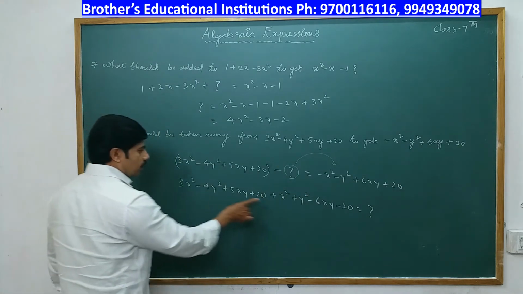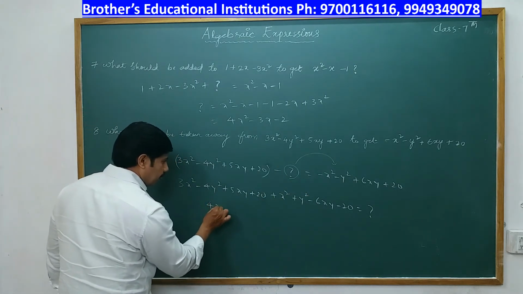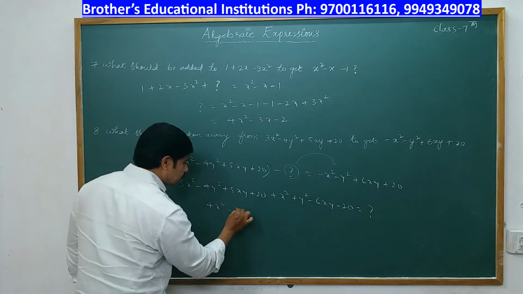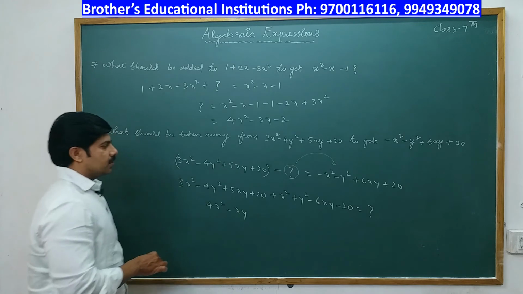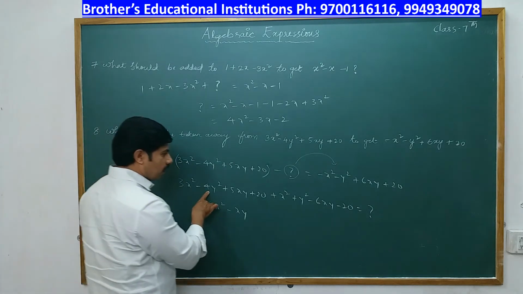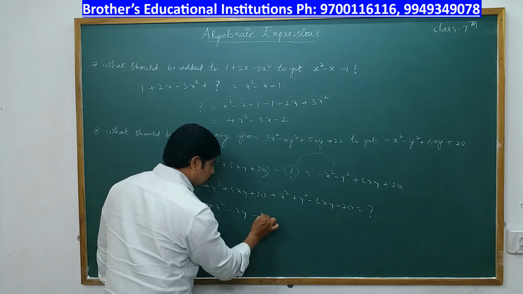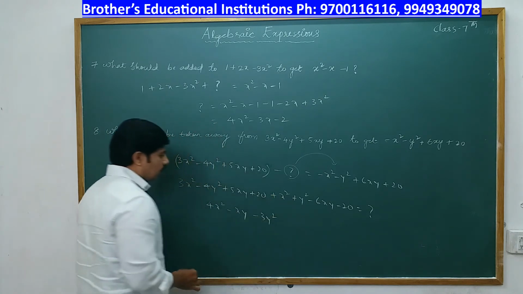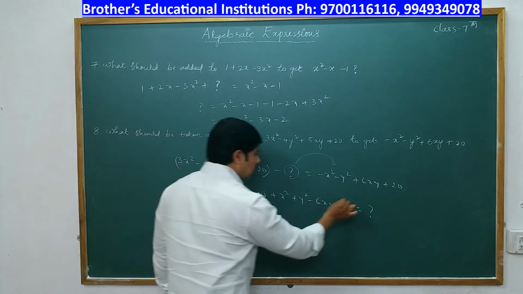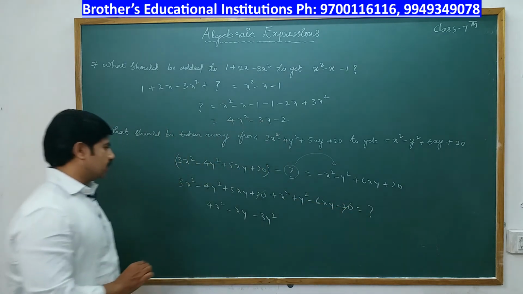So 3x square plus x square will become 4x square, plus 5xy minus 6xy is minus xy, right? Then after that y square terms, minus 4y square plus y square is minus 3y square. Then the numbers, plus 20 minus 20 cancels.